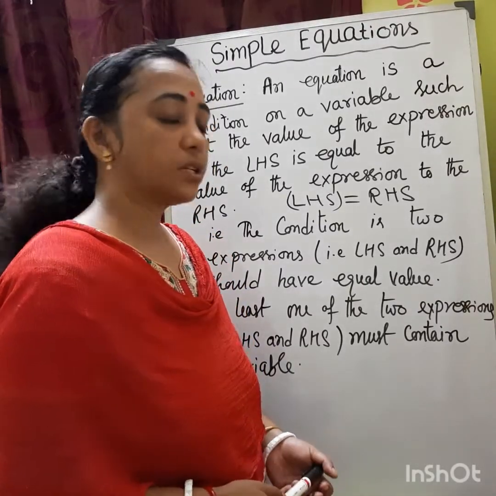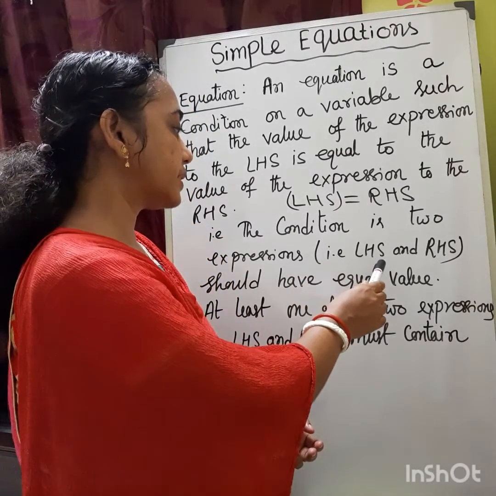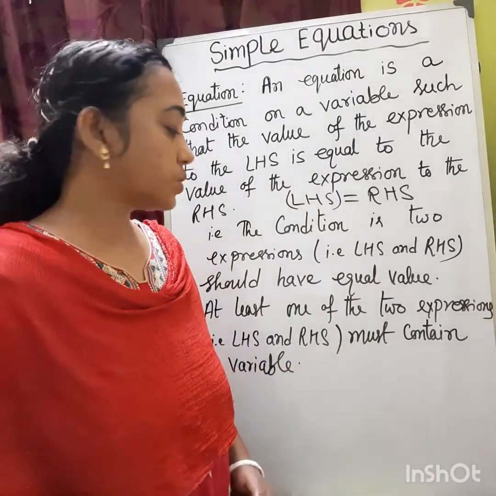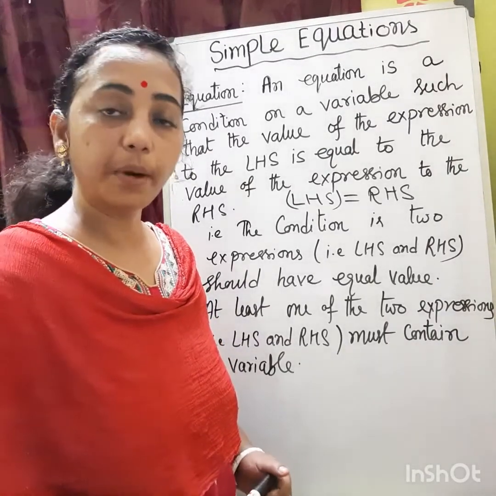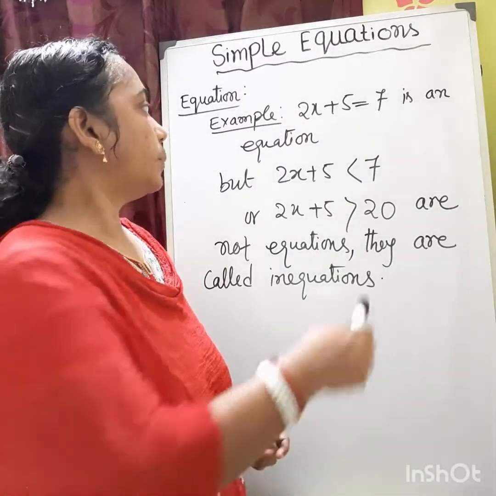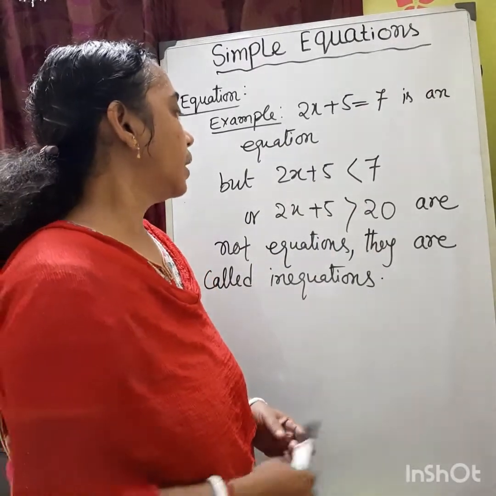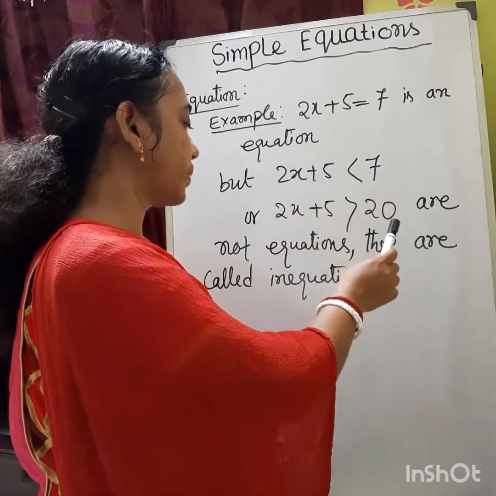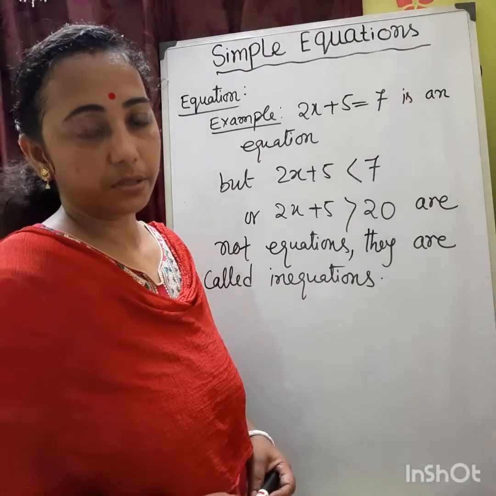Now, in an equation, there is a condition that the two expressions, that is left hand side and right hand side, should have equal value, and at least one of the two expressions must contain a variable. Now let us consider the example 2x plus 5 is equal to 7, which is an example of an equation. But if we write 2x plus 5 less than 7 or 2x plus 5 greater than 20, these are not called equations, they are called inequations.